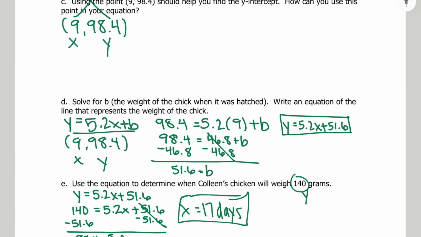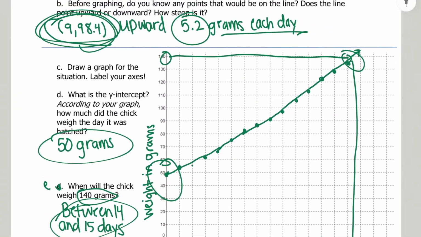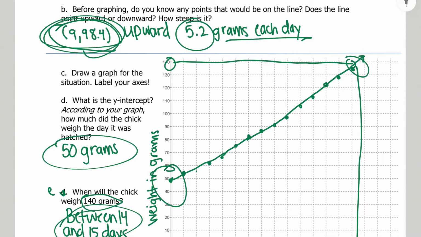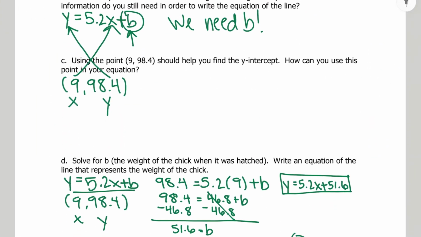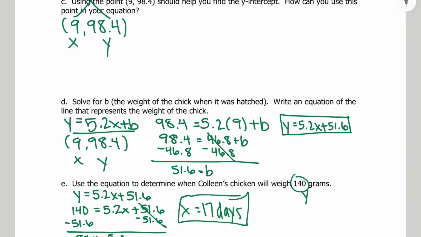So what I said on my graph, yours may have been a little different. I said 14 to 15, and then the answer was 17. So obviously my graphing's a little off. But again, this is great to be able to use that.